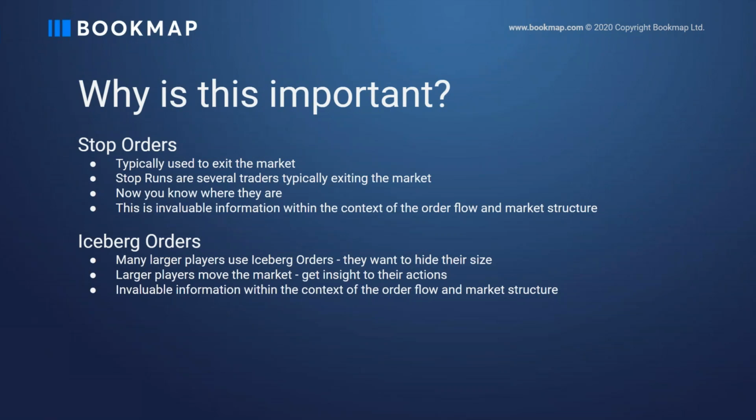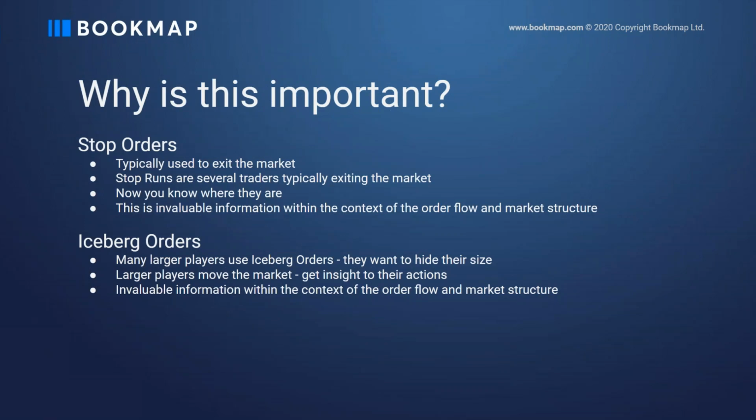So most of the time, typically, they're smaller players and they're using these stop loss orders to protect themselves from losses. Okay, so they can exit the market and not have a huge loss go against them, right? So that's what stops are. Now, stop runs are when several of these stop loss orders are triggered one after another.